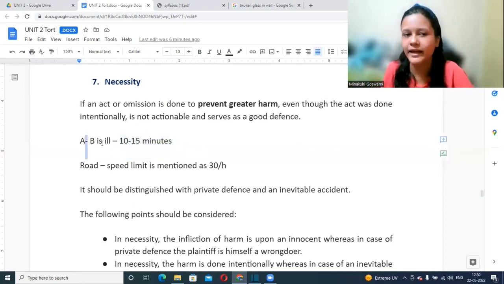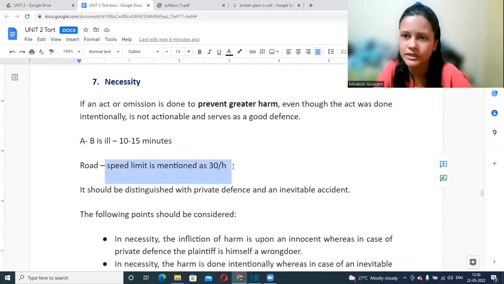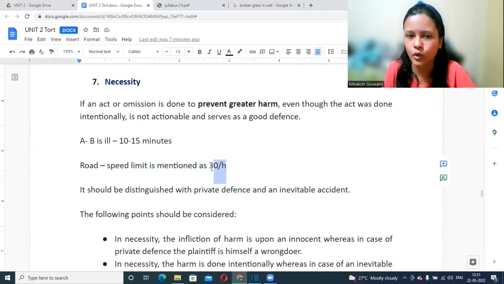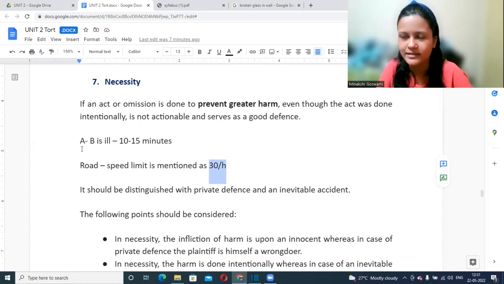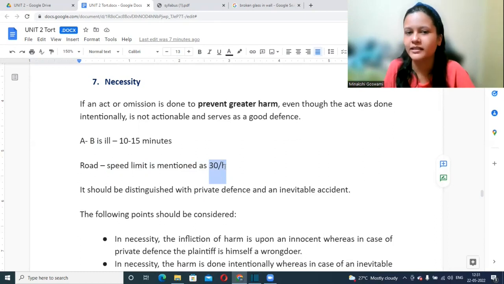But from their house to the hospital, there is a road, and the speed limit is 30 kilometers per hour, which is a very low speed. Now, A knows it for sure that this person is going to die if I'm not able to take him to the hospital within 10 to 15 minutes. Plus, if I follow this traffic rule, I will not reach the hospital before 40 minutes. In such a case, he feels that, fine, it's early in the morning, there will be less crowd. I will take the risk of breaking this traffic rule.